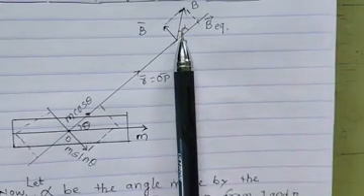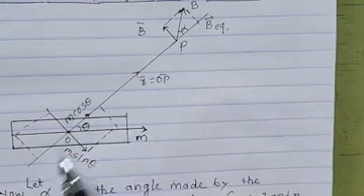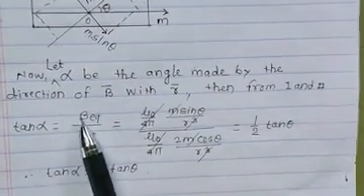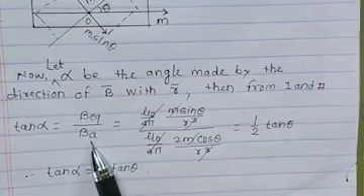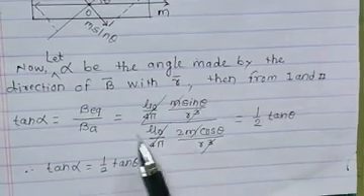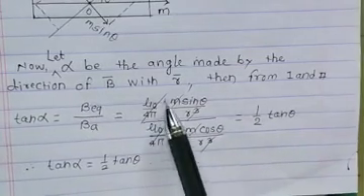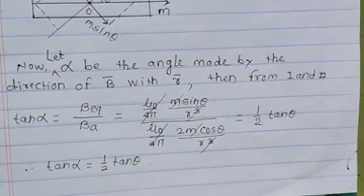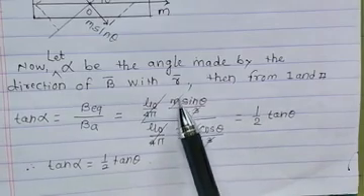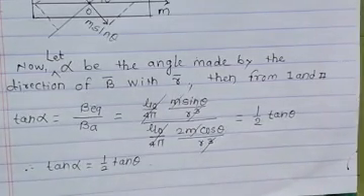Now, if you consider this, let alpha be the angle made by the direction of B vector and r vector. Then from 1 and 2 we get tan alpha is equal to magnetic field along equator upon magnetic field along axis. So, magnetic field along equator is mu 0 upon 4 pi m sin theta upon r cube, and magnetic field along axis is given by mu 0 upon 4 pi into 2m cos theta upon r cube. So, mu 0 upon 4 pi will get cancelled, m will get cancelled, r cube will get cancelled. That means 1 upon 2 sin theta upon cos theta means tan theta. So, tan alpha is equal to 1 upon 2 tan theta proved.